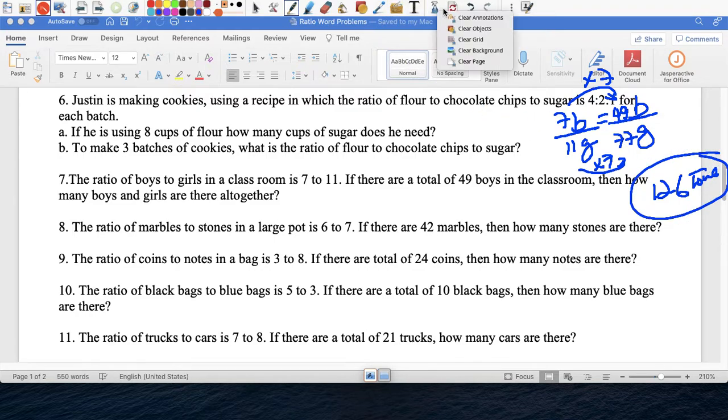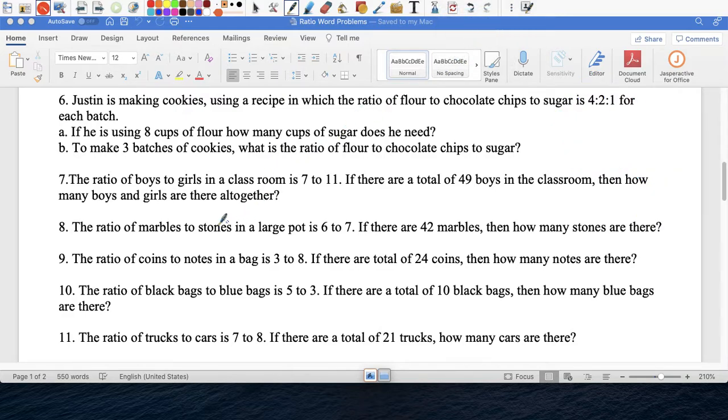Ratio of marbles to stones is 6 to 7. So 6 marbles, all right, and 7 stones. That's the ratio. If there are 42 marbles, how many stones are there? Well, that's easy. It's just times 7, and then times 7. And this is 49 stones.